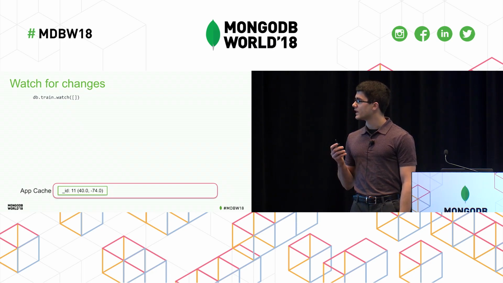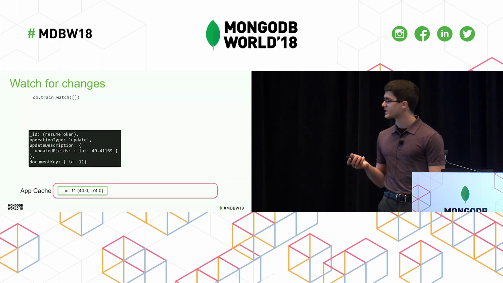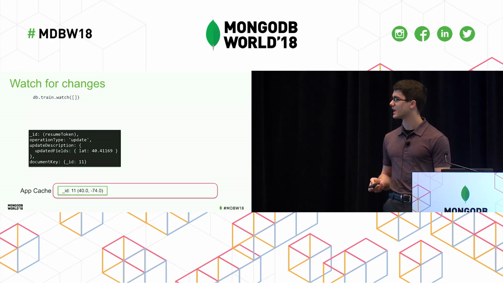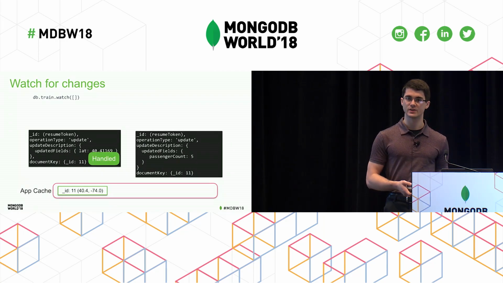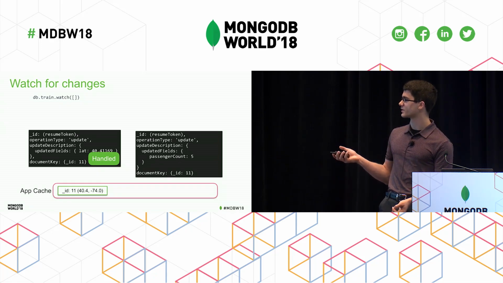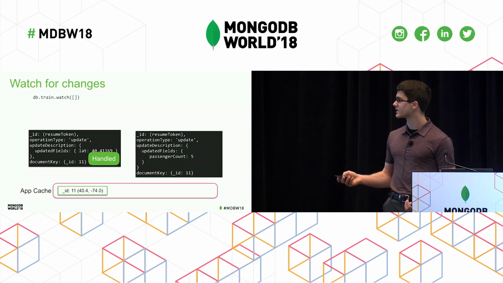So suppose we see a change, which is an update, and we see in the update description the latitude has been updated. Great, we want to handle this and update our application cache. But suppose the data changes, someone starts adding other fields to these documents, like passenger count. These are things that we don't really care about, and we're just wasting bandwidth receiving these changes. So we end up seeing this in our change stream, but we really don't care about it.